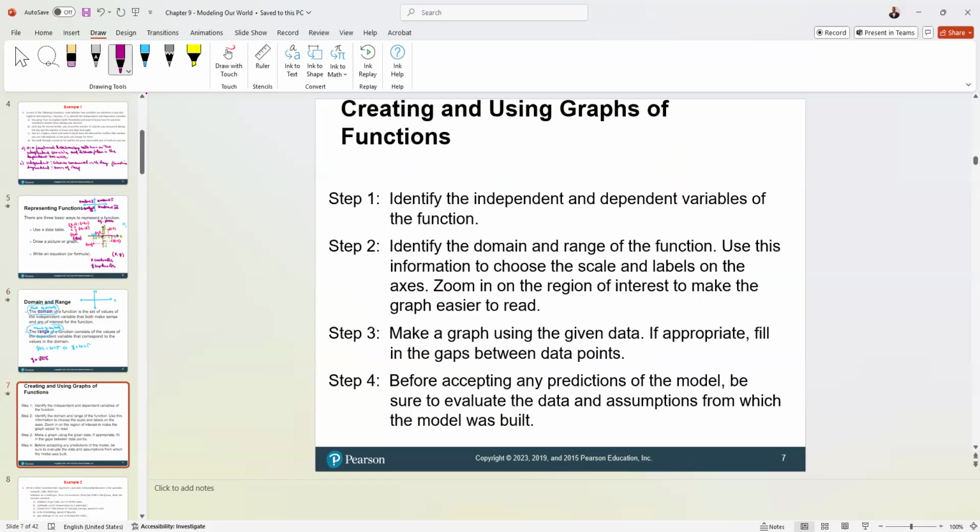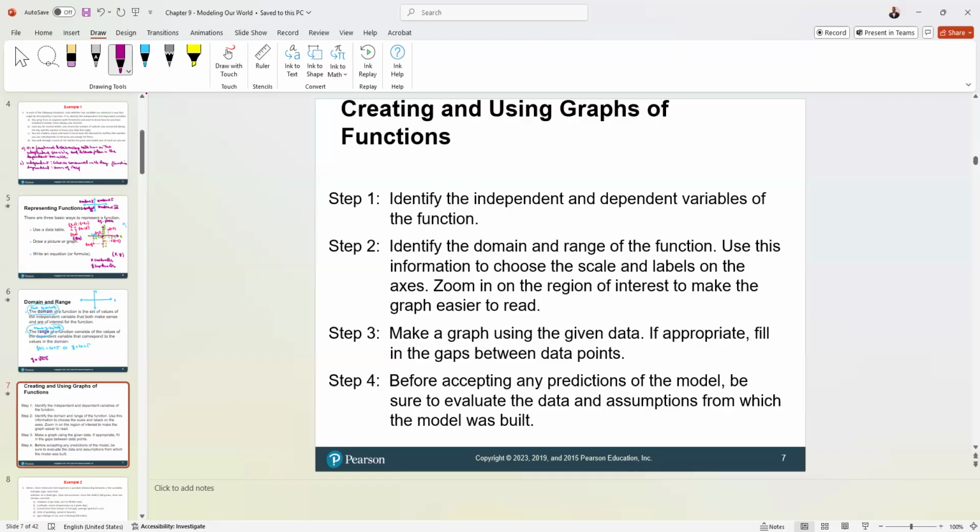So with some examples, we'll have a chance to do more and more in this section. But you know what? We also need to talk about how to create a model, right? How to create and use graphs of functions. So far, we have plotted points. So I'm hoping you know how to do that. But a model's predictions can be only as good as the data and the assumptions from which the model is built. So first of all, when you create or use graphs of functions, you must identify the independent and dependent variables of the functions. You need to identify the domain, that means the values of the independent variables, and the range, that means the values of the dependent variables of the functions.